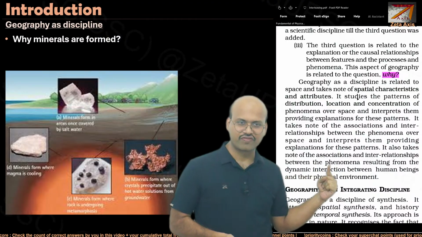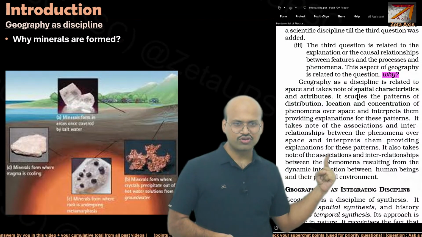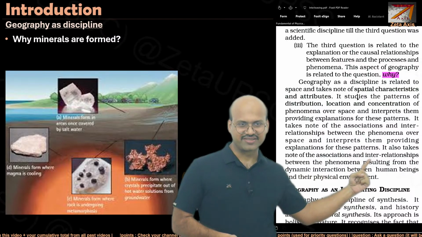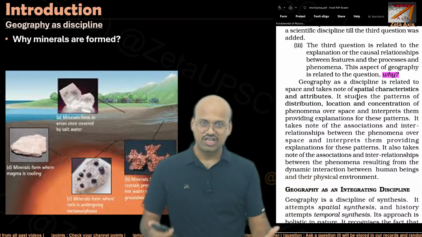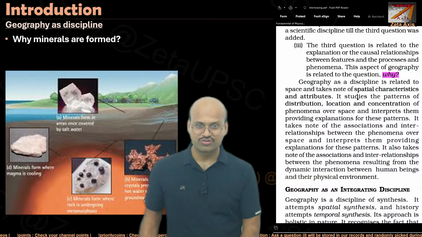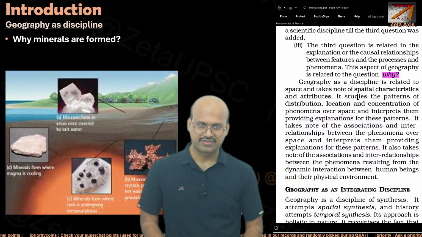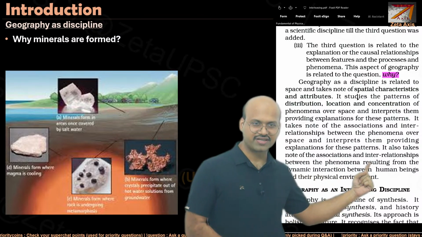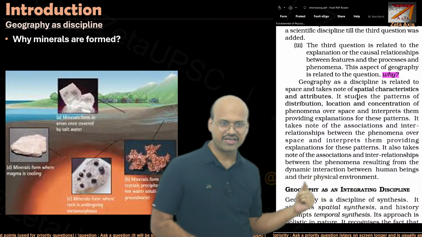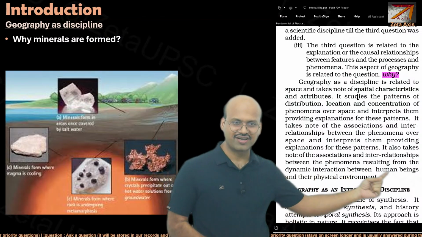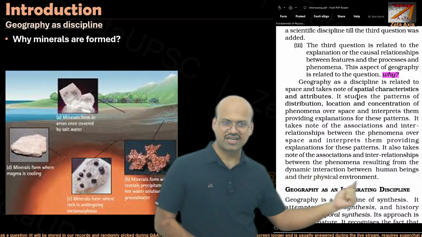It also takes note of association and interrelationship between the phenomena. So now it also associates the interrelationship between two phenomena. Like you have El Nino in the Pacific Ocean and the monsoon is affected in India. So how does this interrelation occur? That is also now studied, the phenomena resulting from the dynamic interaction between human beings and their physical environment. So it also studies the impact of human beings and their physical environment.